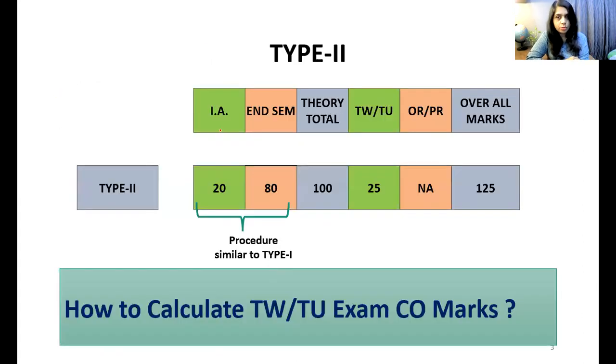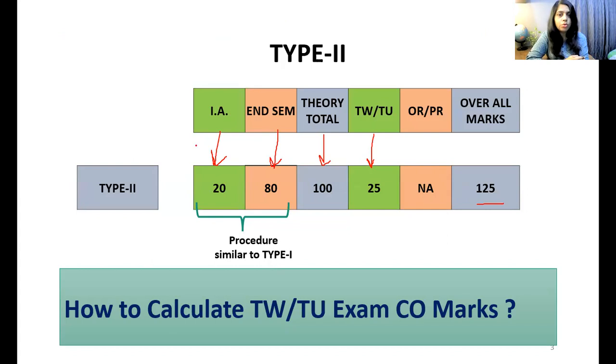Now, what is type 2? Type 2 consists of internal assessment of 20 marks, end-sem exam of 80 marks for 3 hours duration. Total theory is of 100 marks, that means 20 plus 80, plus either there is a term work or tutorial of 25 marks. No practical, that means there is no practical, but there is only term work. That means the overall marks in type 2 should be 125.